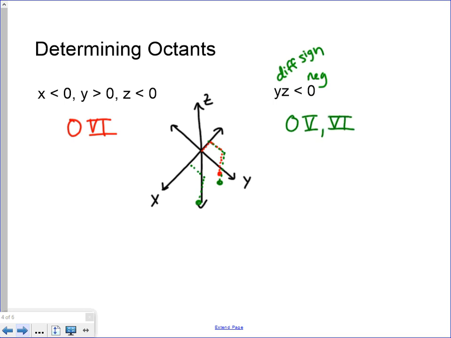I could also have different signs for y and z. If y were negative, I'd be going left, and I can go forwards or backwards for x there. And then z would be positive, so I'd be going up to a point, so that puts me in octant 3 and 4. So those should be the correct answers for the second question. And you'll have another opportunity to practice those on your homework.